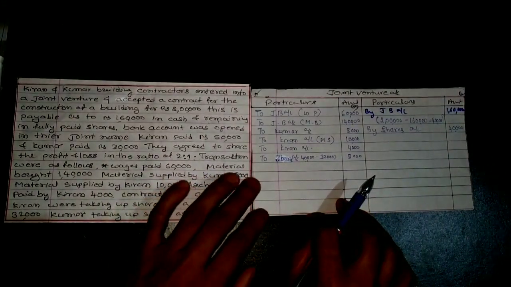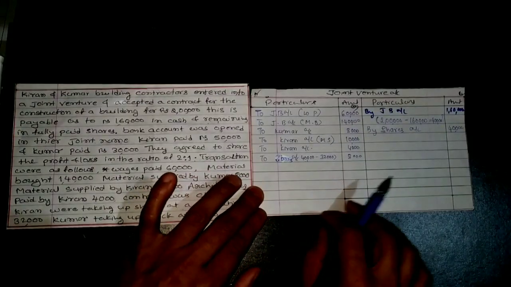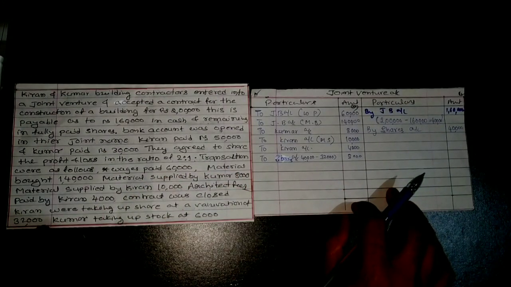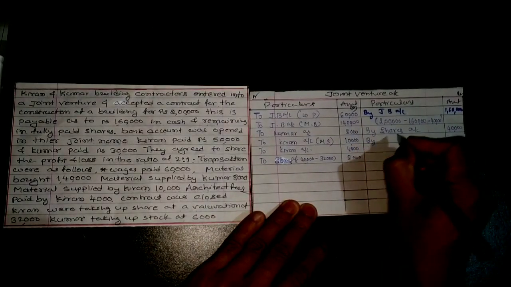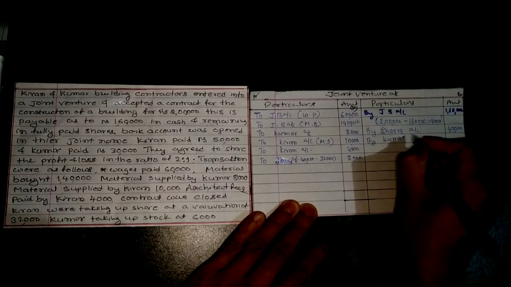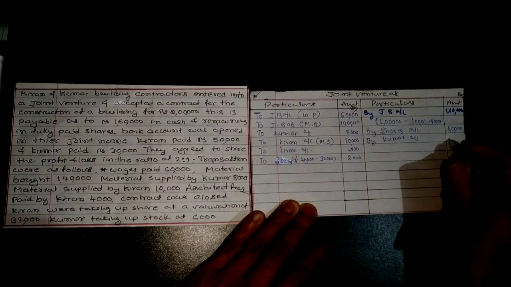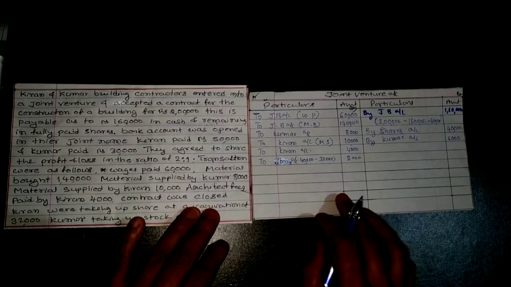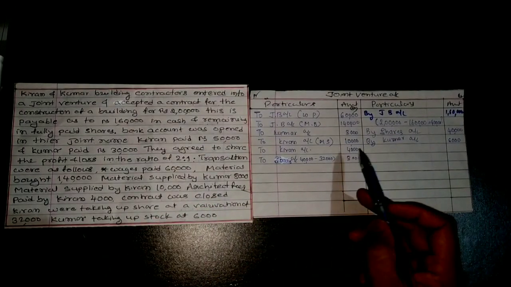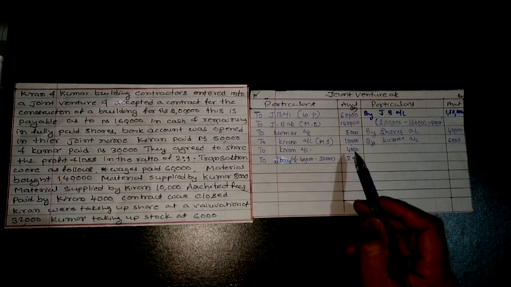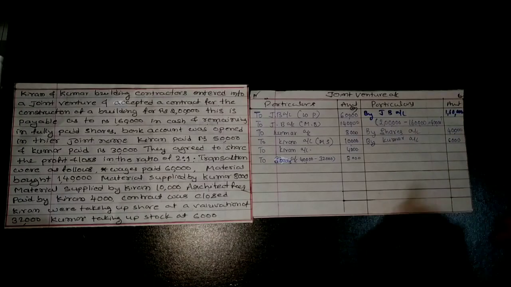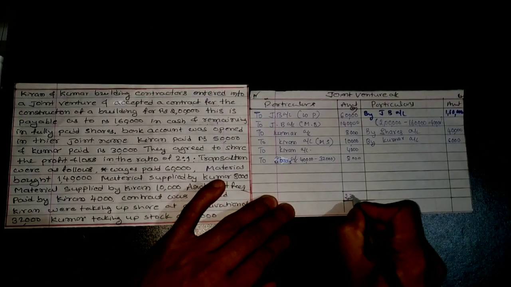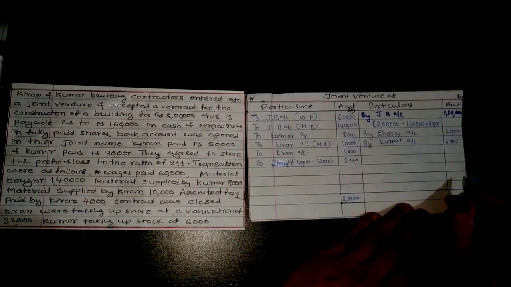I will show how the effect will proceed. Okay, fine. Next, Kumar taking up stock at 6,000. Who took? Kumar taking up the stock at 6,000 by Kumar account. How much? 6,000. So total, how much? 60,000, 1,40,000, 8,000, 10,000, 4,000, 8,000, total 2,30,000. Here 2,06,000. So debit side is more, 2,30,000.